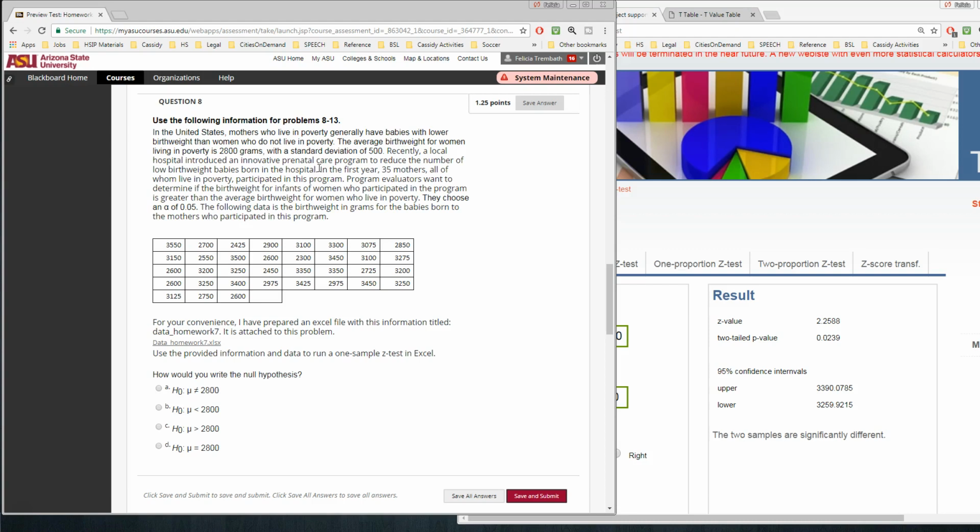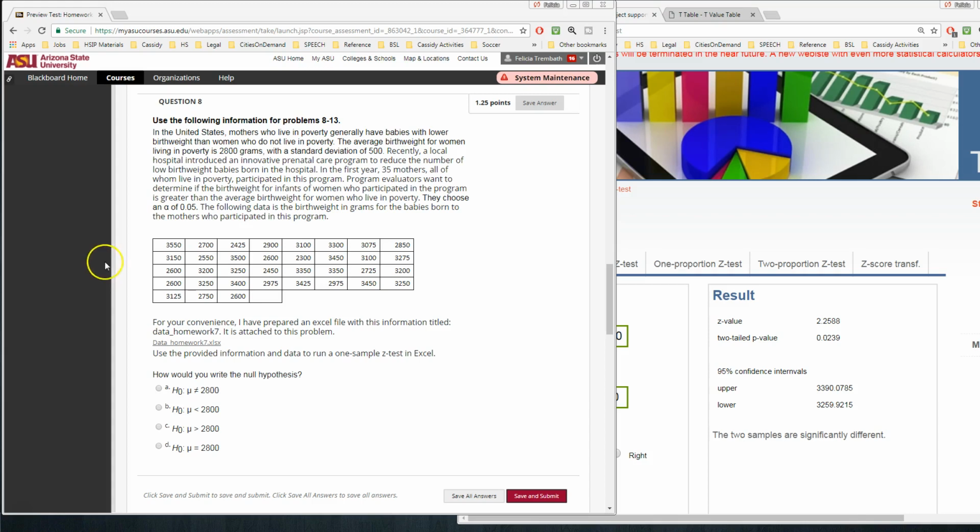We want to see if babies that are born to mothers participating in this program are having greater birth weights. If we're putting a lot of money into this program and we're not actually seeing any results in terms of improved outcomes for babies, then what's the point of investing in the program? So we want to know if the program's working or not, if it's worth the money.